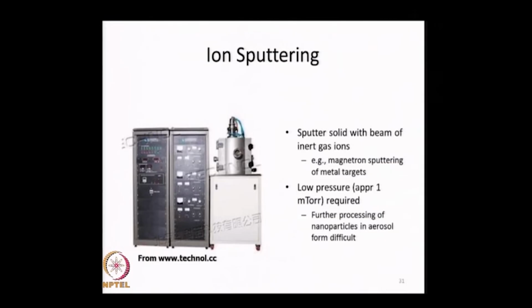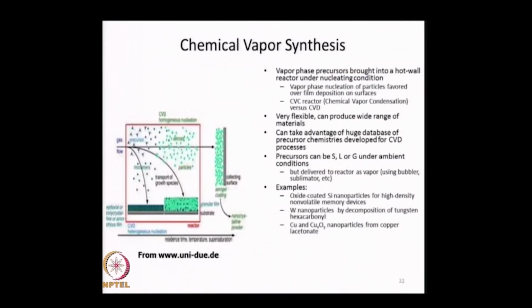It requires low pressure, approximately 1 millitorr, and one of the drawbacks to this method is that further processing of nanoparticles in aerosol form can be difficult, particularly because of the low pressure environment that is demanded in ion sputtering techniques.